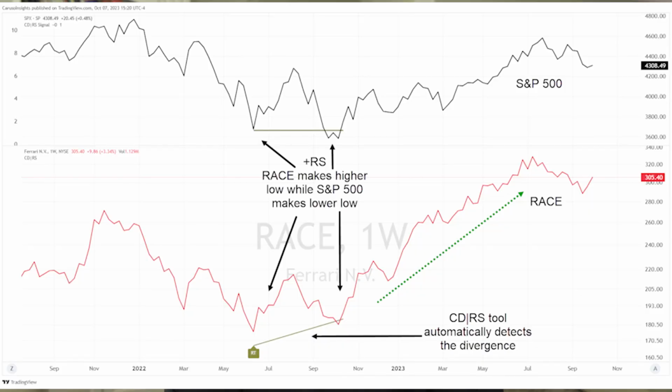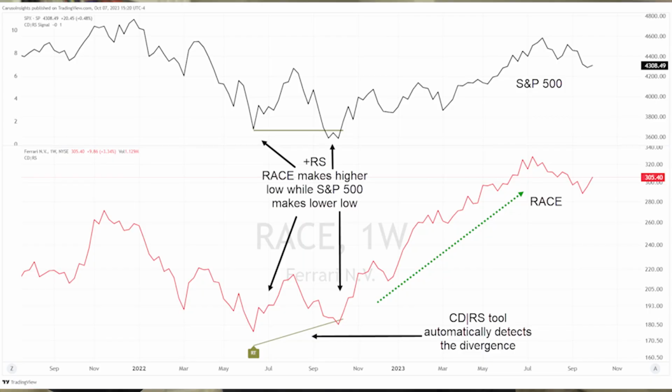So if we take a look at the chart of RACE here, Ferrari, you can see here in October of 2022, despite the S&P kind of breaking lower and making lower lows, Ferrari was no longer making lower lows. It was making a higher low. I guess the irony, despite a bear market, people still want Ferraris to drive. But that situation preceded what was a really big advance in the stock price of Ferrari, of RACE. And so you can kind of compare that for stocks, that when the S&P is heading lower.